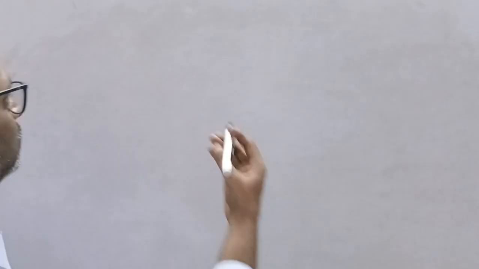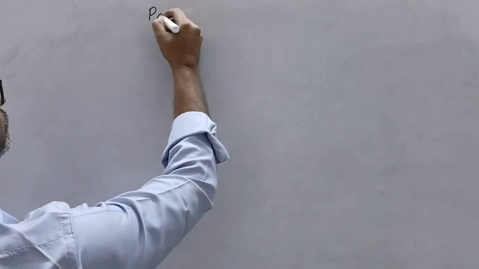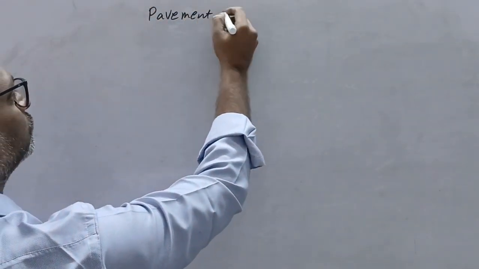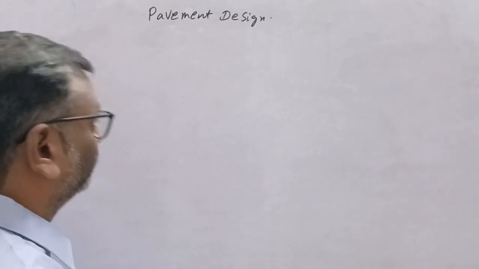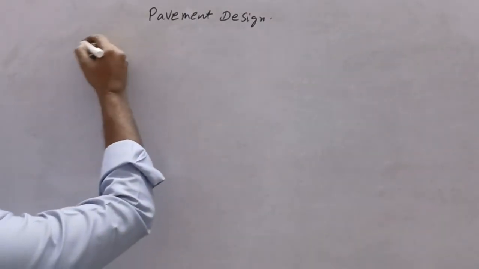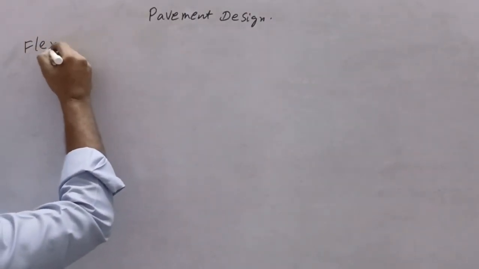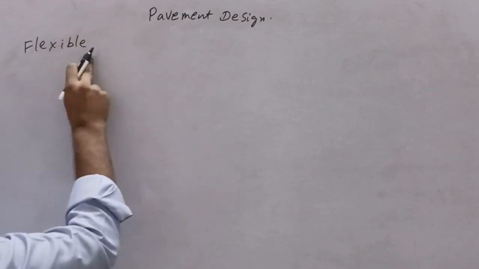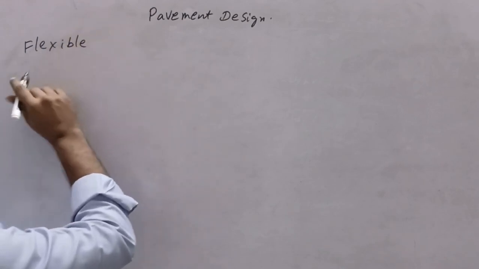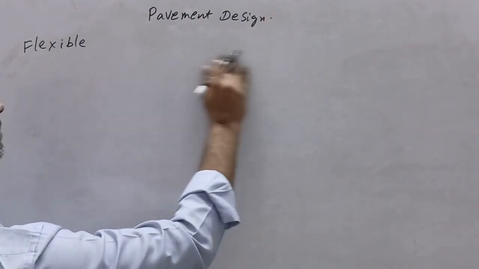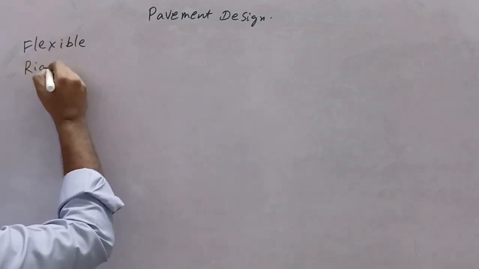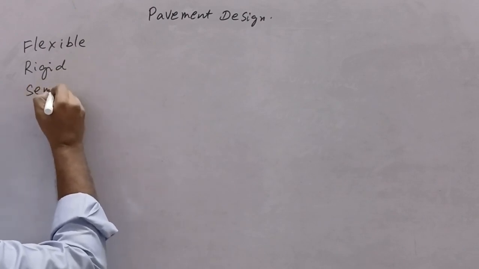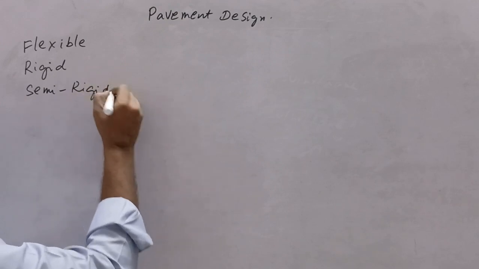In this present class we will start pavement design. So normally we have two types of pavements, as we know. Flexible, as the name itself specifies, the surface of the pavement and the total pavement is flexible. And we have rigid and semi-rigid pavements.